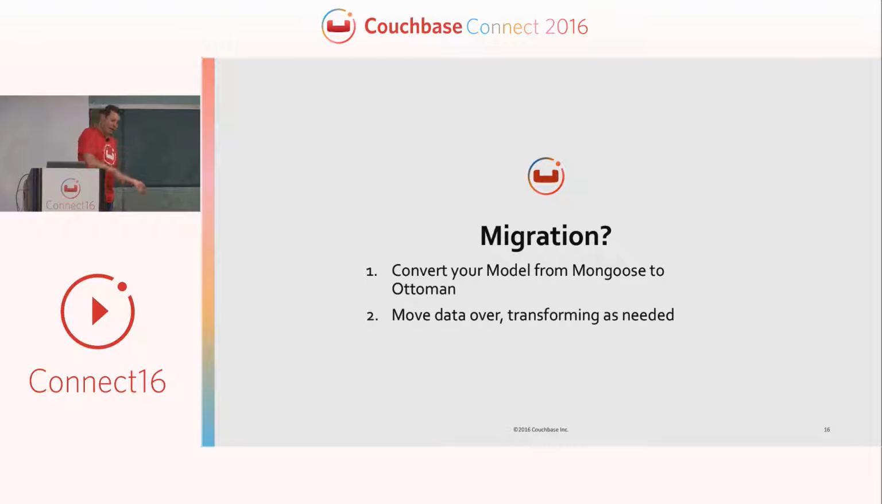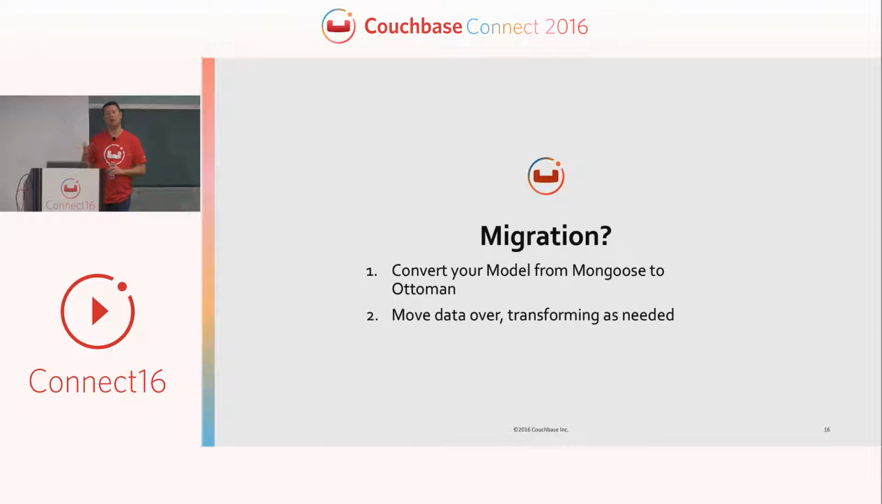So back to that migration question again. How does this actually help us in the migration case? If you have an application that's on MongoDB with Mongoose and you want to migrate to Couchbase, the best way to do that is really just two steps. Step one is to convert your existing Mongoose model to Ottoman. And step two is move your data over, transforming as needed. Now, the reality of the matter is that step two is probably relatively complicated. But step one actually isn't too bad.